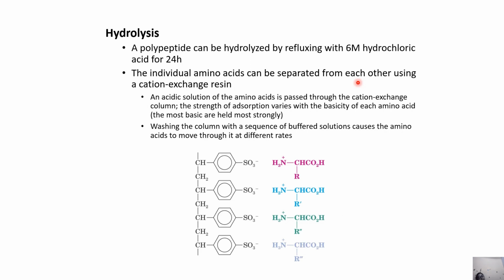So what happens in hydrolysis? A polypeptide can be hydrolyzed by refluxing with 6 molar hydrochloric acid for 24 hours. Now the individual amino acids can be separated from each other using a cation exchange resin. An acidic solution of the amino acids is passed through the cation exchange column. The strength of the adsorption varies with the basicity of each amino acid. The most basic are held most strongly. Now we can wash the column with a sequence of buffered solutions, which will cause the amino acids to move through it at different rates.